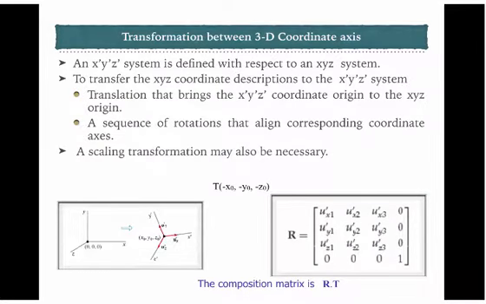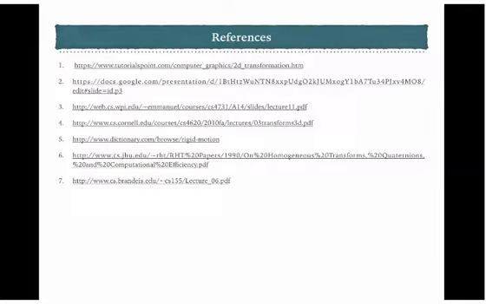Transformation between 3D coordinate axes. An x dash, y dash, z dash system is defined with respect to an xyz system. To transfer the xyz coordinate description to the x dash, y dash, z dash system, we need a translation that brings the x dash, y dash, z dash coordinate origin to the xyz origin, and a sequence of rotations that align the corresponding coordinate axes. Scaling transformation may also be necessary.